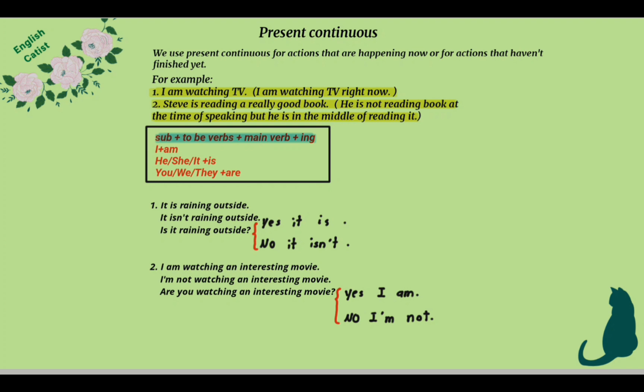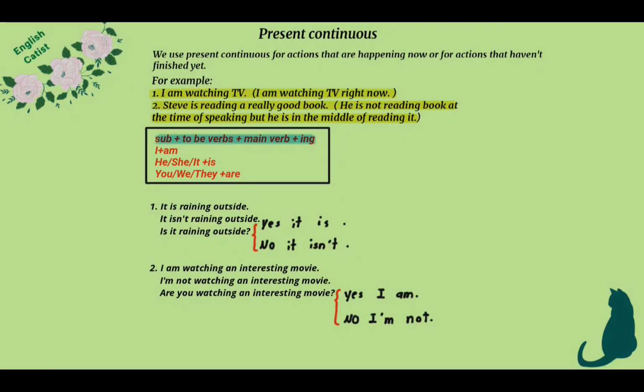Today we are going to learn about present continuous tense. At first, I want to say that when we use this tense, we use present continuous for actions that are happening right now, or for actions that haven't finished yet. It means if I am doing something right now, or if I start to do something but it hasn't finished yet, we can use present continuous.